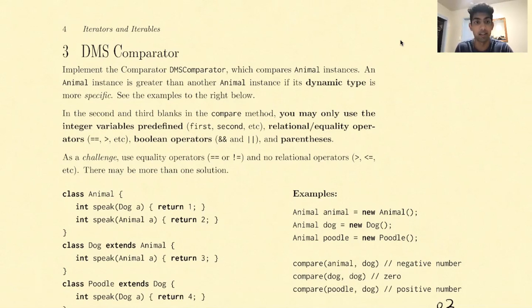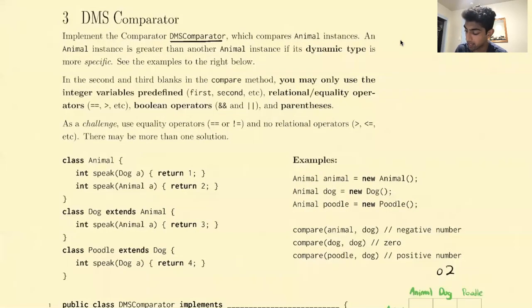So what we need to do here is implement the comparator DMS comparator, which compares animal instances, okay? And we're going to say that one animal instance is greater than another animal instance if its dynamic type is more specific. What that means is if we have these examples below, we can see this animal object with dynamic type animal, and if we look at this poodle object with a dynamic type poodle, we see that poodle has a dynamic type that's more specific than animal. And a poodle also has a dynamic type that's more specific than dog. So when we compare a poodle to a dog, we expect a positive number, right?